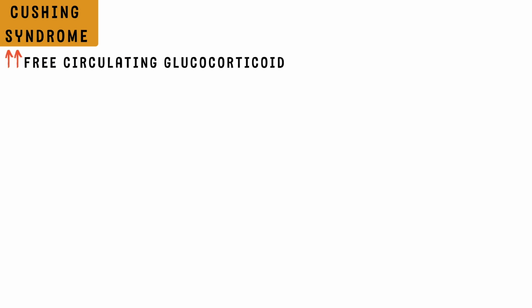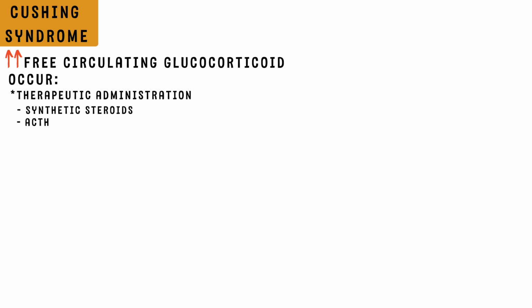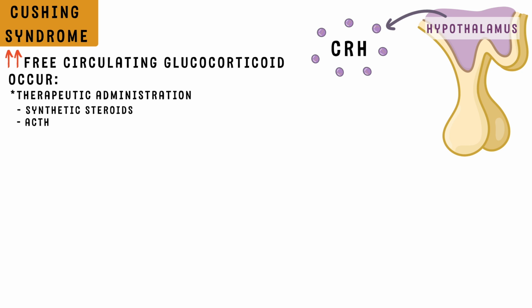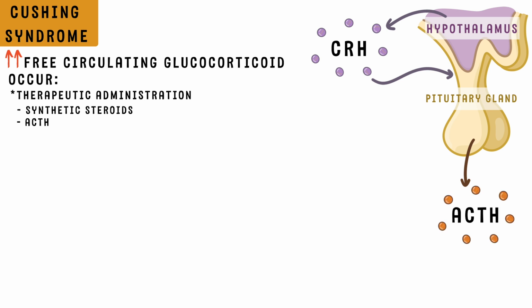Cushing syndrome is a term used to describe the clinical state of increased free circulating glucocorticosteroid. It occurs most often following the therapeutic administration of synthetic steroids or ACTH. Normally, the hypothalamus, which is located at the base of the brain, secretes corticotropin-releasing hormone, known as CRH, which stimulates the pituitary gland to secrete adrenocorticotropic hormone, known as ACTH.